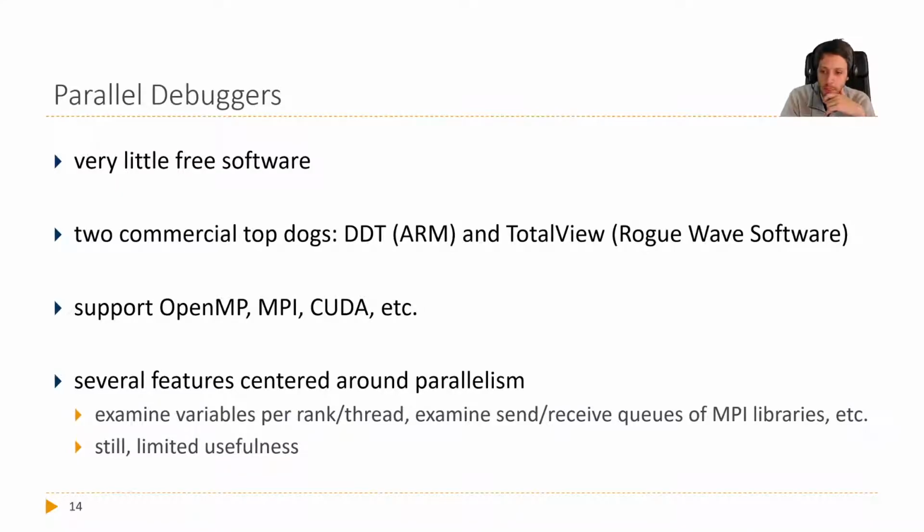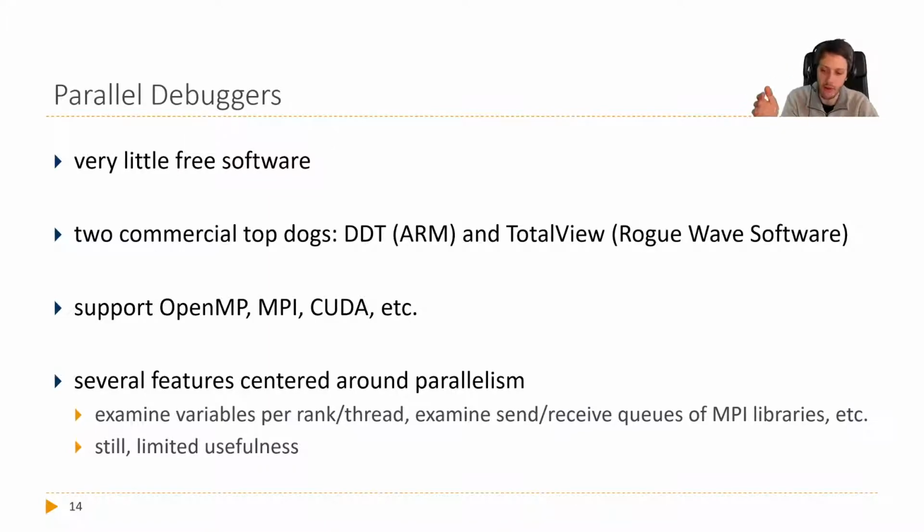They do support OpenMP, MPI, CUDA, and so on. And in addition to sequential debuggers, they have some additional features that are really centered around parallelism. For example, and I will show you illustrations of that in 1 or 2 slides, you can examine variables per thread or per rank and compare all of them across your entire program. You can examine, for example, the send-receive queues of MPI libraries to see if you have an overproduction of messages that are sent or received, and that might not even be your functional problem, but your performance problem, for example, and so on.